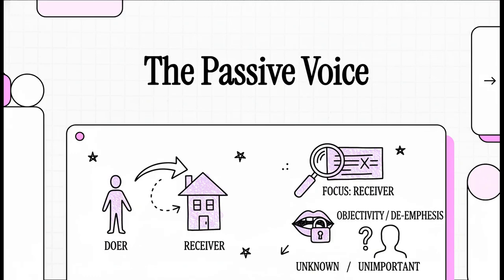Welcome to the Explainer. Today, we're going to pull back the curtain on a really powerful tool that skilled communicators use all the time. It's a way of building a sentence to control exactly where your audience looks, and maybe more importantly, where they don't look.